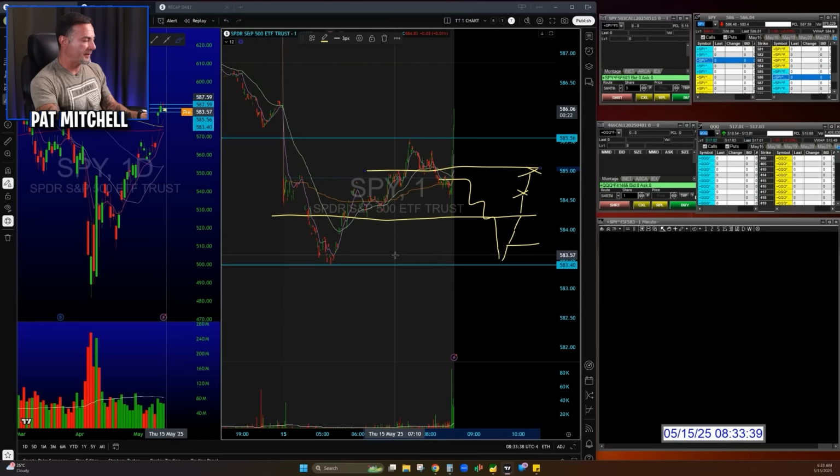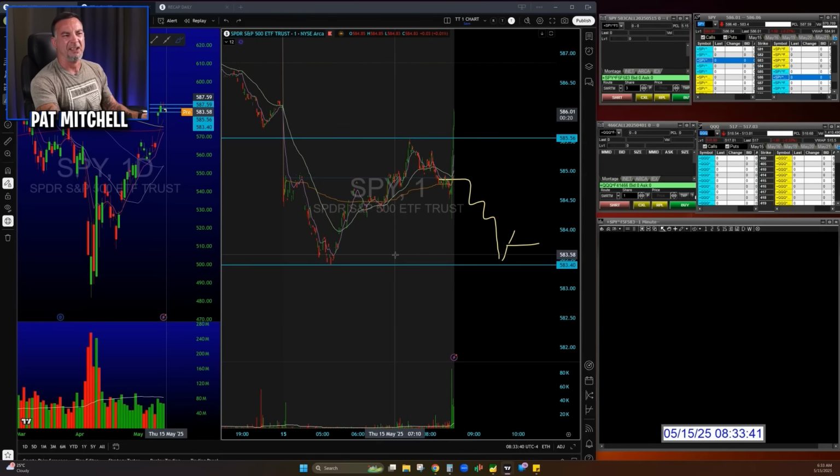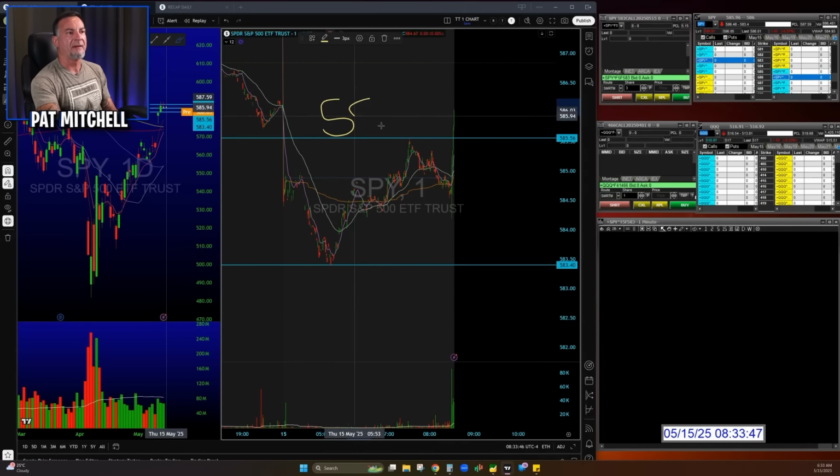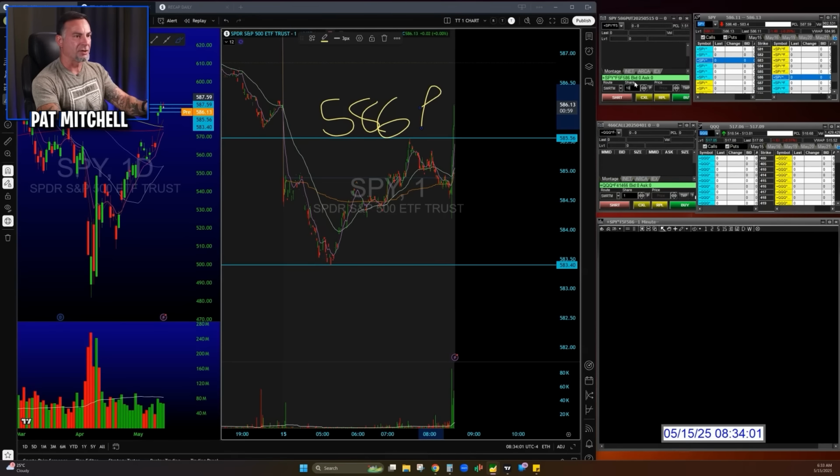So now let's clear this off. And even though it might be a little redundant, let's go over our puts. So remember, we wanted the 586 puts. So let's double click on that. It is loaded here. You can see up top, SPY 586 puts with today's expiry. Let's load in 10 contracts.